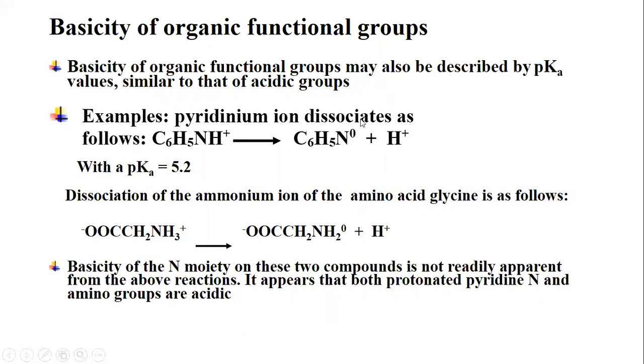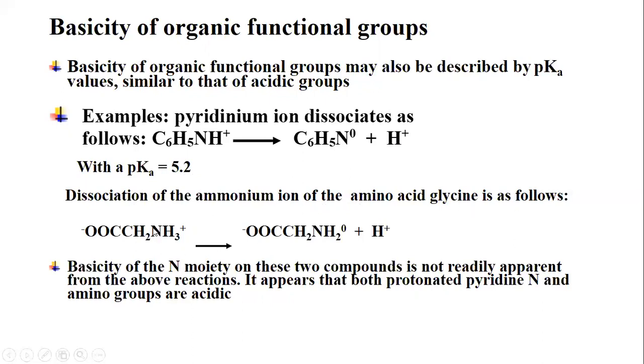Pyridinium ion dissociates as follows. Remember, we started with the ion, pyridinium ion. It gives you the neutral molecule, plus it releases hydrogen. Here it looks like it's an acid. It gives you hydrogen. We will see how that's not the case. With a pKa of 5.2, dissociation of the ammonium ion of the amino acid glycine is as follows.